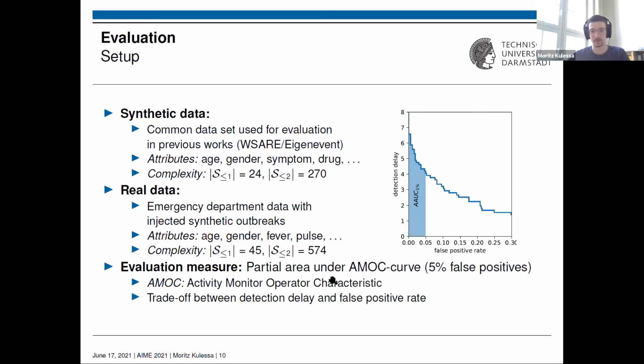To measure the performance of our approaches, we use AMOC curves. AMOC curves are similar to ROC curves, but instead of having the true positive rate on the y-axis, we have the detection delay. The detection delay is the amount of time needed until the outbreak is detected by the algorithm. And to focus only on lower false alarm rates, which is very important in syndromic surveillance, we only evaluate the partial area under this AMOC curve. Note that smaller values represent better results.